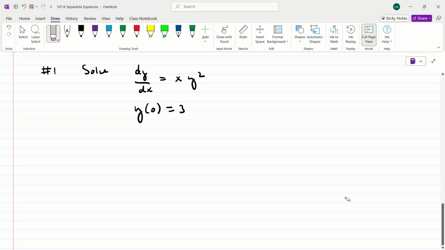Let's work out problem number one from our problem sets. This problem number one in our problem set asks you to solve this differential equation, but I added a little extra to it. I want our solution to the differential equation to also satisfy this initial condition that when we plug in 0, we get 3 for our y value.